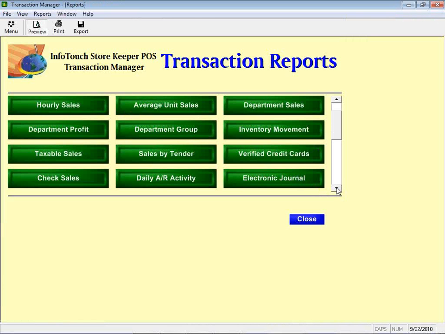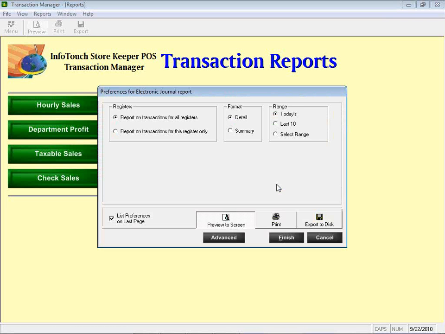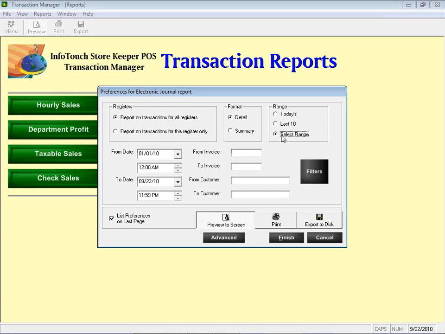Okay, we're going to skip past some reports and go on to the electronic journal. This is one of the most important reports in the system. This is a complete listing of every sale that has happened either today, a quick look at the last 10, or over any arbitrary date range. And it shows you everything.